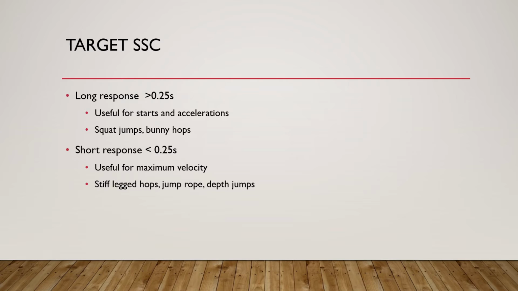On the other end of the spectrum is a short response plyometric. These are very rapid, quick ground contact times. This is useful for maximum velocity, where, if you remember from earlier in the slides, at top end sprint speeds our foot is in contact with the ground for approximately 0.1 seconds. That's a very, very short ground contact time, so we have to train this. We have to train our feet, our Achilles, our calves to produce the force we need in a very short period of time. Some exercises that are helpful for developing this are a stiff-legged hop. Being stiff-legged is going to recruit the tendon more and the muscle less. Jump ropes are phenomenal. Depth jumps, when done correctly, are great.